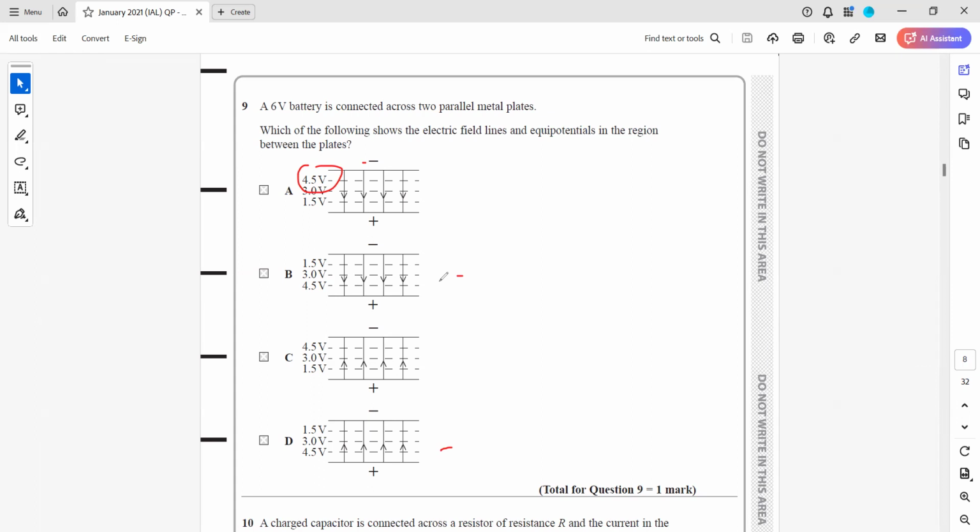Then the electric field is always directed from positive to negative. So here the opposite is shown, that's why it is wrong. So D will be the right answer.